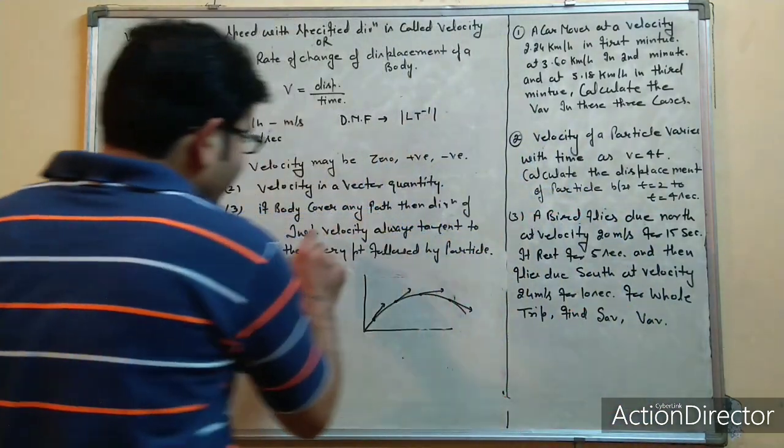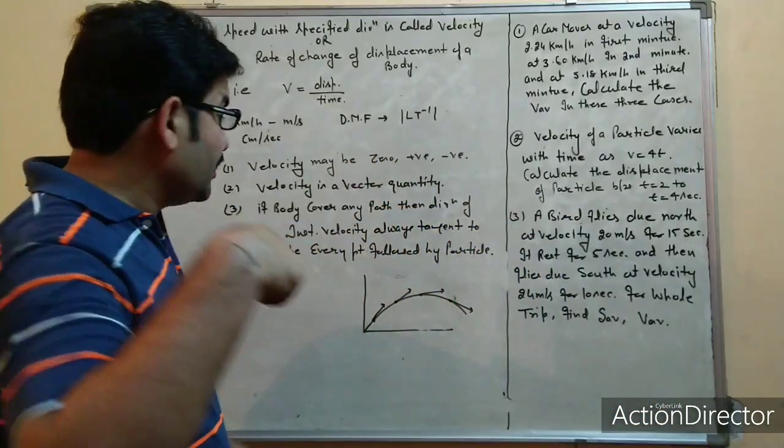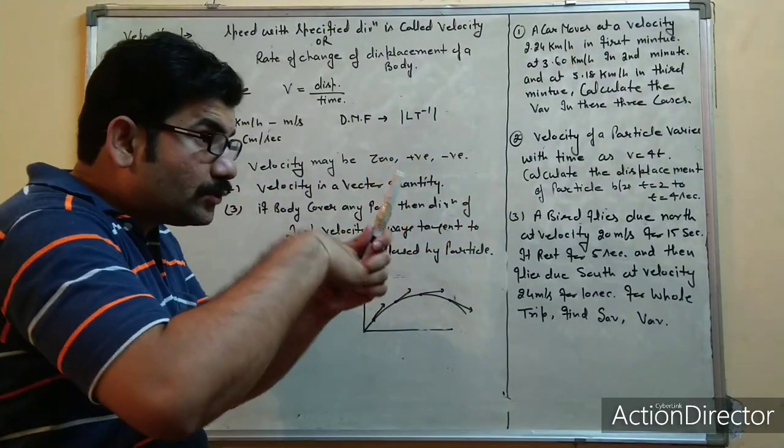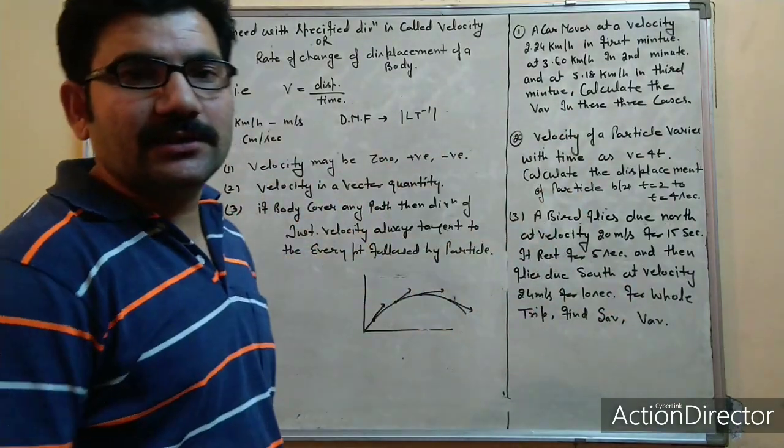Next, especially, instantaneous velocity direction will be along the tangent to the path followed by the particle.